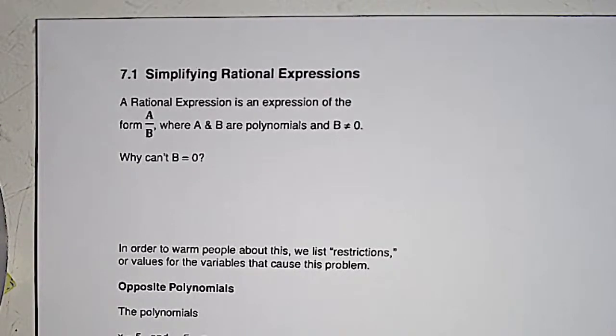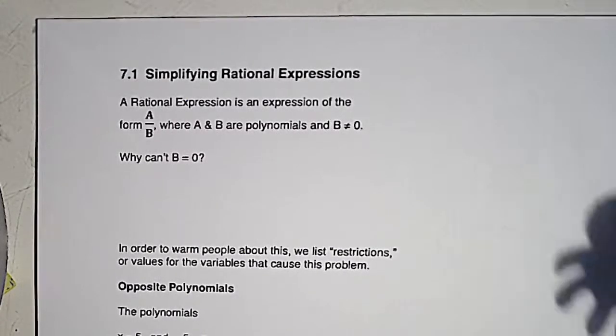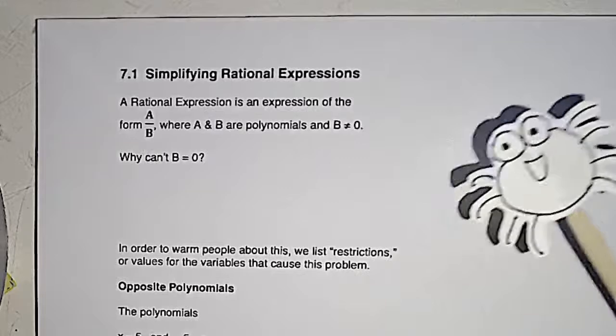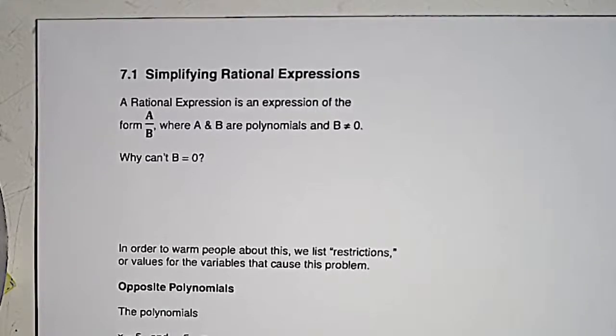Woohoo! I am live. This is Math 40, Elementary Algebra. This is Chapter 7. Yay! Rational expressions. And we're going to be simplifying basically fancy fractions. So we're doing fancy fractions.